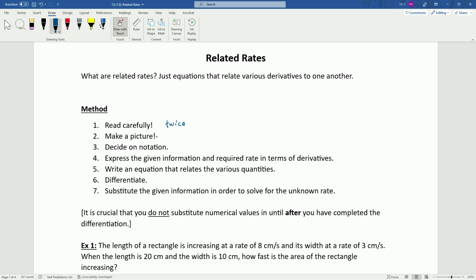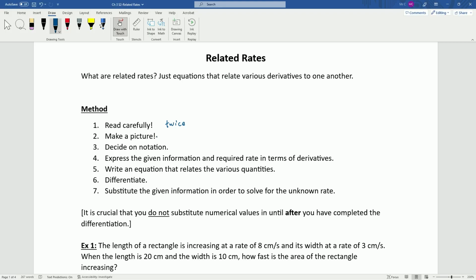Two, make a picture. The vast majority of these problems are going to require some sort of geometric analysis of the shapes involved in them. So drawing that picture is going to help you relate the components to each other appropriately.